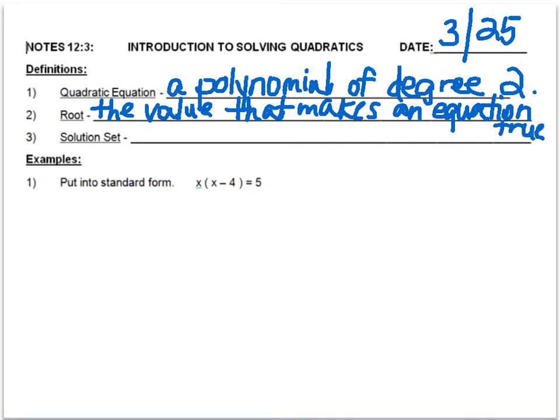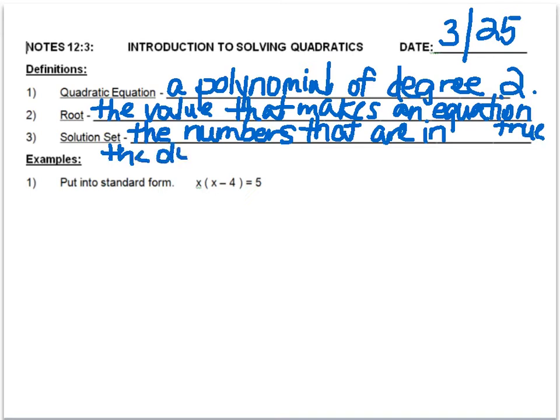And the solution set are the numbers that are in the domain that make the sentence true.